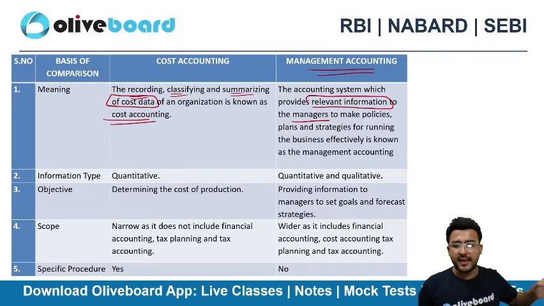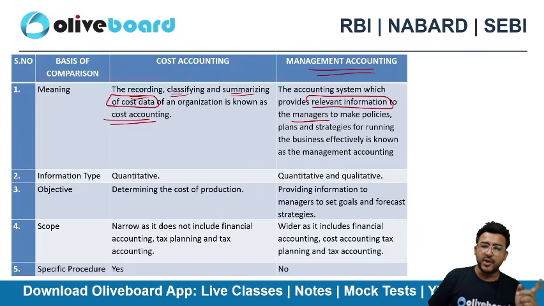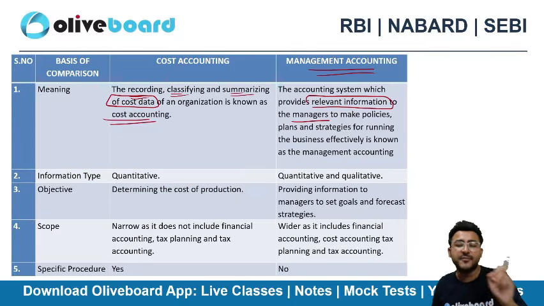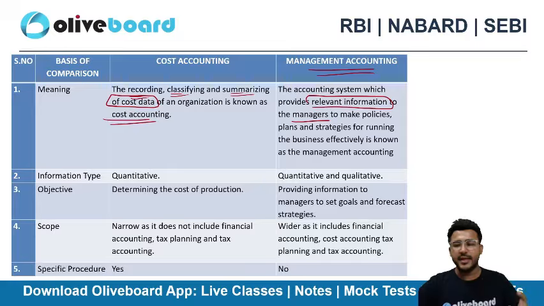When we are recording, classifying, and summarizing cost data, that is cost accounting. When I give you data and you are recording, classifying, and summarizing your financial data, that is called financial accounting. We'll definitely be discussing the difference between financial accounting and the other two as well.